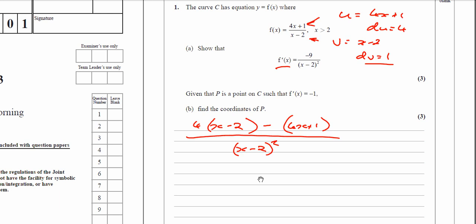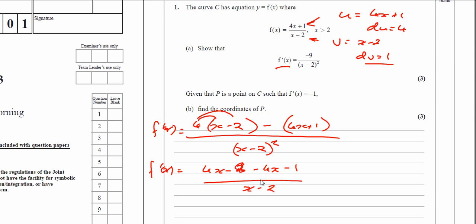Then we're going to multiply that out. So this is f dash of x. F dash of x equals 4x minus 2 minus 4x minus 1. Oh, sorry, that's going to be 4x minus 8, sorry. So 4 times x is 4x, 4 times minus 2 is minus 8, all over x minus 2 squared. So 4x minus 4x, which is 0, minus 8, take away 1 is going to be minus 9. That's over x minus 2 squared, which is the first 3 marks.